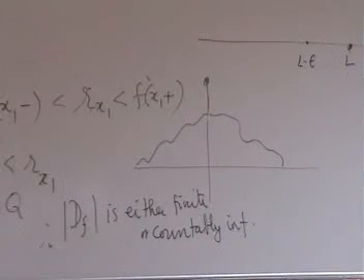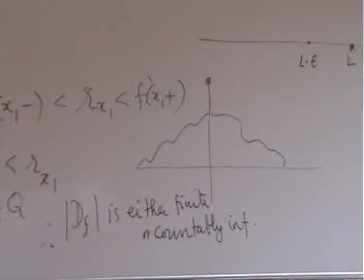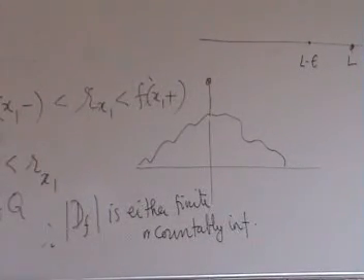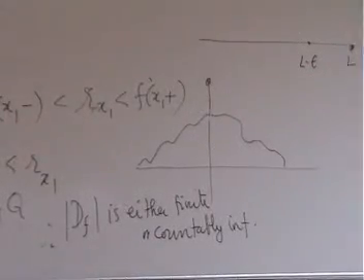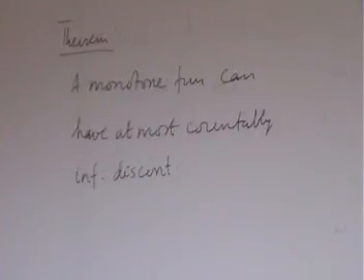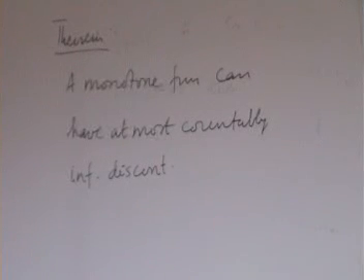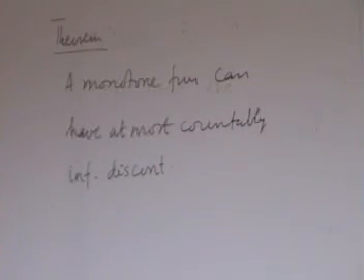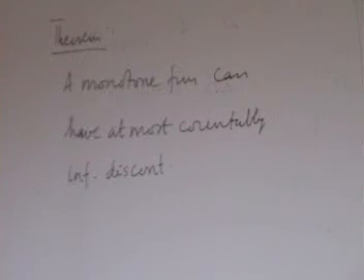So that's the theorem. The theorem is: a monotone function can have at most countably infinite discontinuities. So we have shown that only jump type is possible, and even that can be at most either finite or countably infinite.